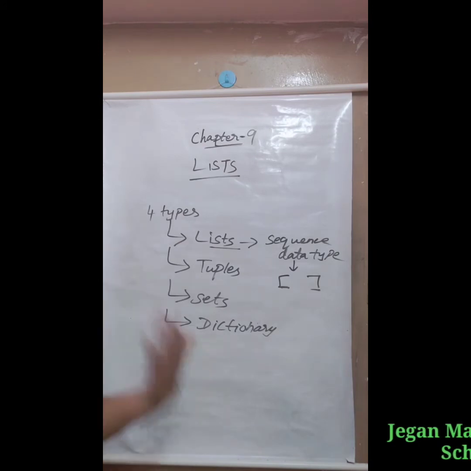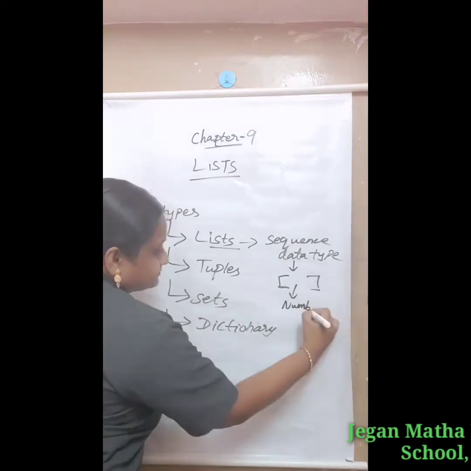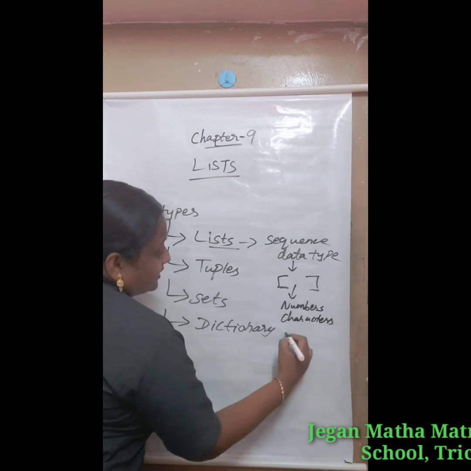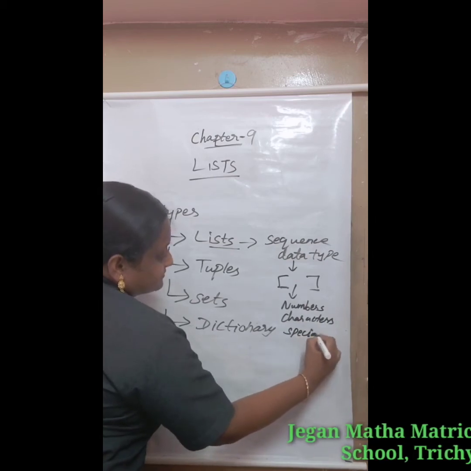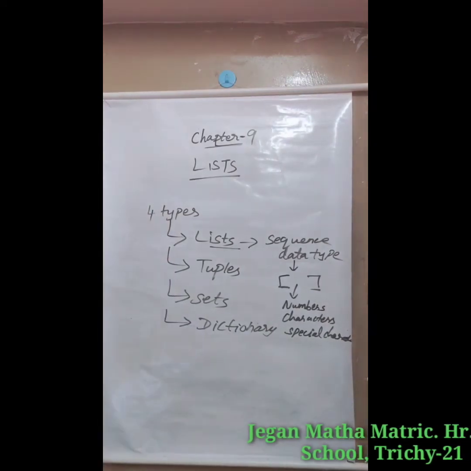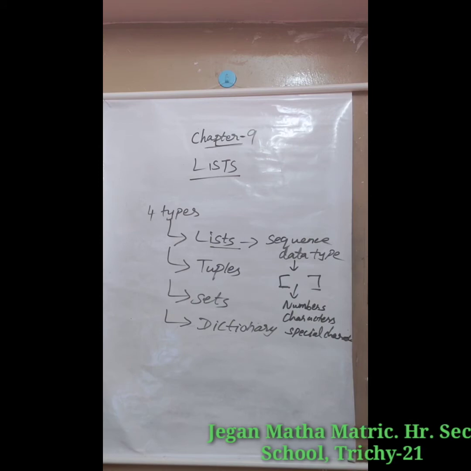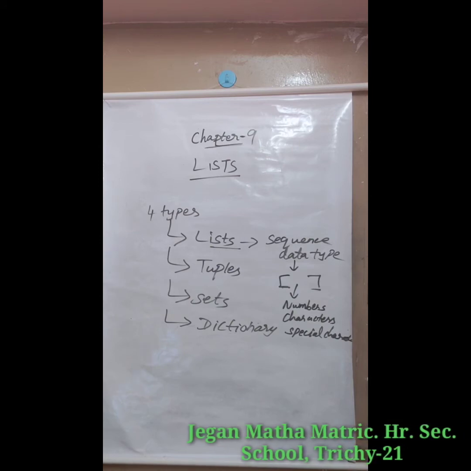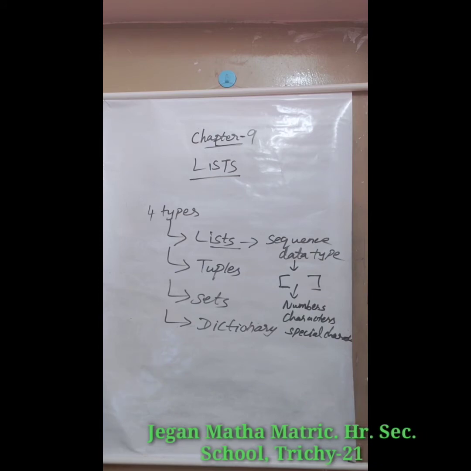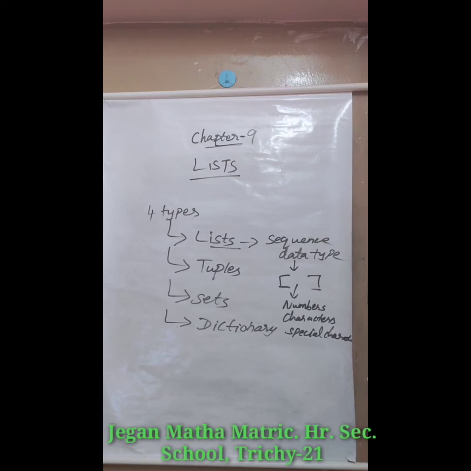So it can be of any type, that is, we can use either numbers, characters and special symbol characters, that is symbols, etc. We can use any data types in a list. So the elements can be modified, or it is mutable. A list is mutable. Mutable means we can change, which means the elements can be replaced, added or removed.